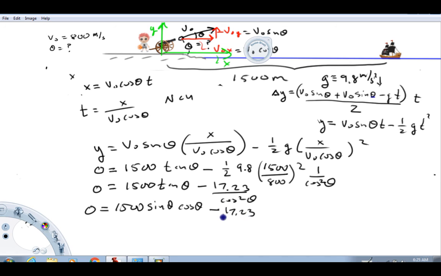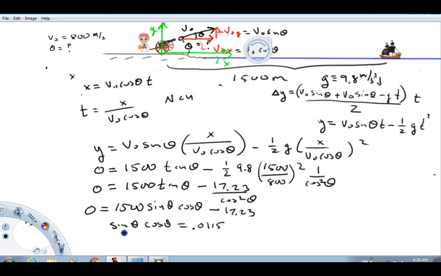All right, next move. If we put this on the left and divide by 1,500, the next line is going to read sine theta cosine theta equals, would somebody give me 17.23 over 1,500? 0.0115? Is that right before I move on? I don't hear you. I don't hear real well. Yep, okay, looks good.